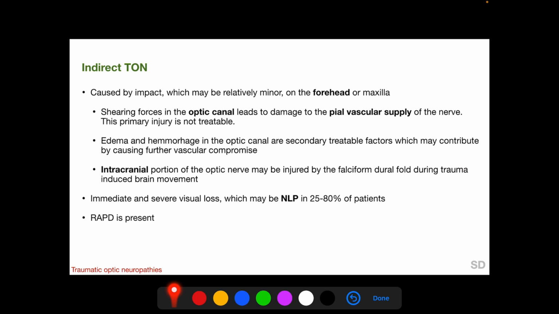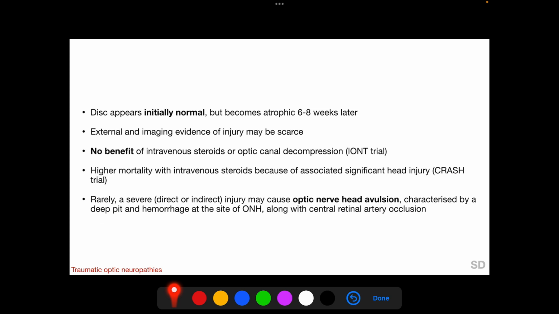Indirect traumatic optic neuropathy results in an immediate and severe visual loss, and the visual loss may be no light perception in 25 to 80% of patients. RAPD is present, and the disc appears initially normal because the impact is far away from the optic nerve head, but becomes atrophic 6 to 8 weeks later. External and imaging evidence of injury may be scarce or absent.